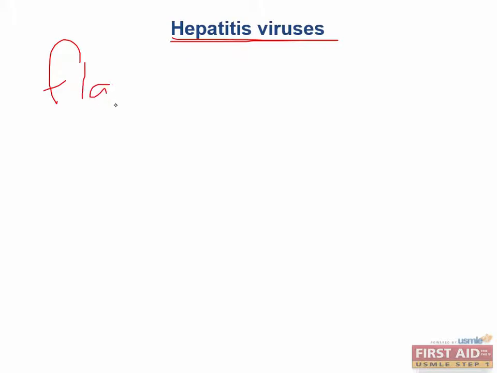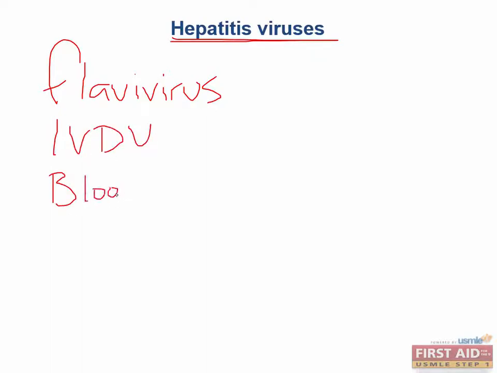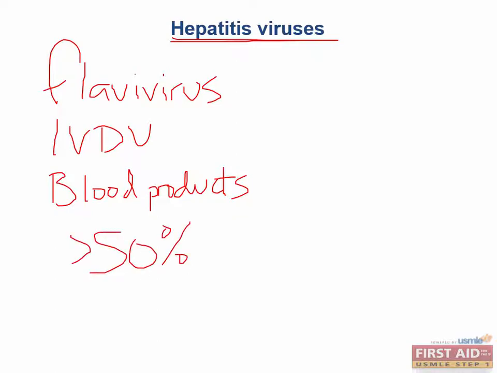The hepatitis C virus is a flavivirus, and it is primarily acquired through IV drug use or through blood products such as a blood transfusion. Hepatitis C virus is not as easily transmitted sexually, especially compared to hepatitis B. What makes hepatitis C unique is that greater than 50% of patients infected with hepatitis C form chronic infections.